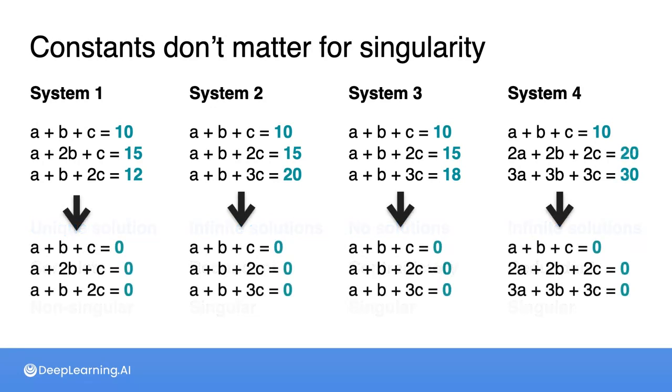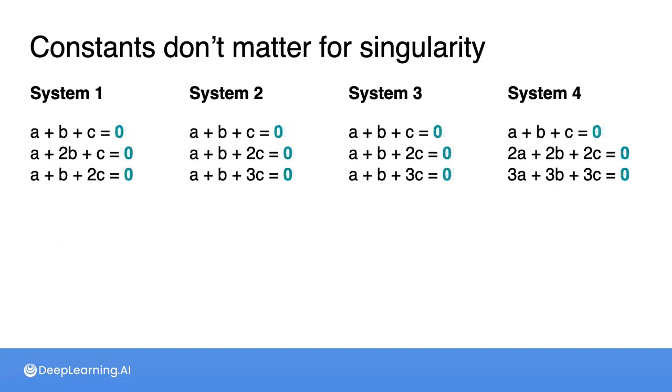fourth one is redundant. And the first one is non-singular, while the other 3 are all singular. Now, just like with systems of 2 equations and 2 unknowns, an easy way to find if a system is singular or non-singular is to turn the constants into zeros and to study that system. And now that you have simplified the system with zeros as the constants, let's look at the solutions.